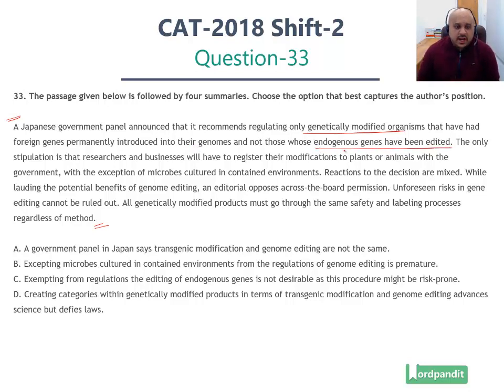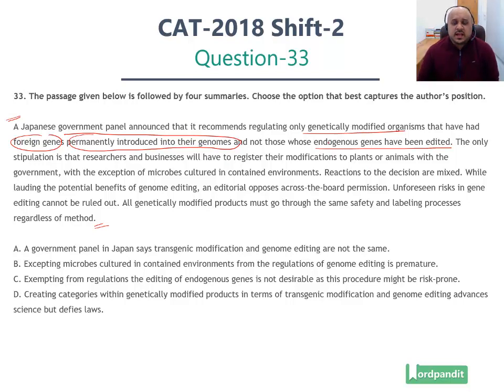So now there are two types of genetic modifications which are being talked about. One of those is foreign genes being permanently introduced into genomes, right? So you've had foreign genes introduced into gene sequences, in other simple words, genomes. So this is type 1.